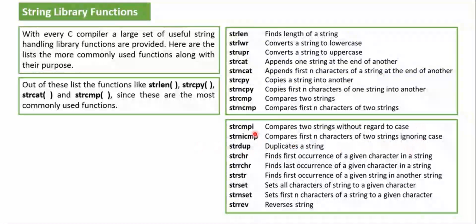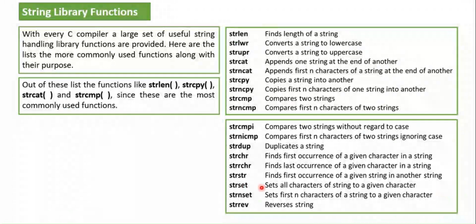Next we have the function strdup, which duplicates a string. strchr finds the first occurrence of a given character in a string. Let's say if you want to search for E in hello, then this function returns the index of E. Similarly, strrchr finds the last occurrence of a given character in a string. strstr finds the first occurrence of a given string in another string, so we can find a piece of string that is a subset of a main string.